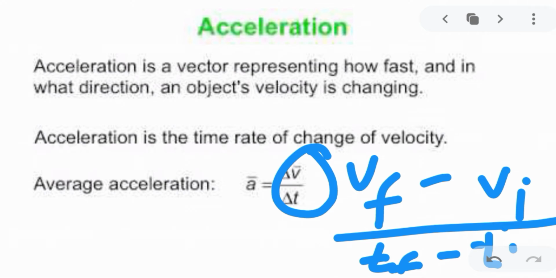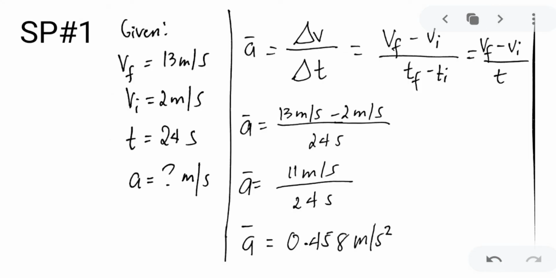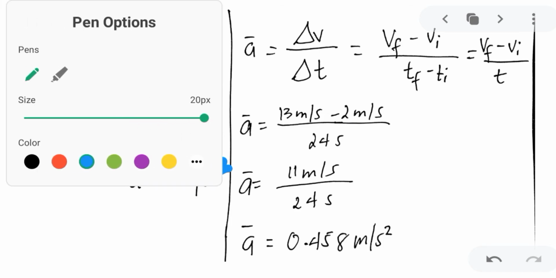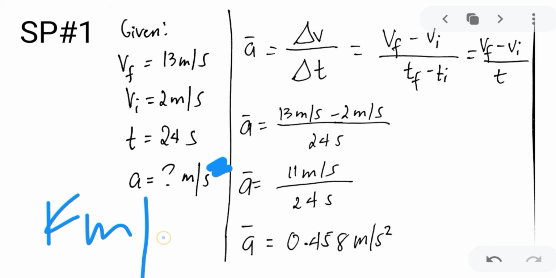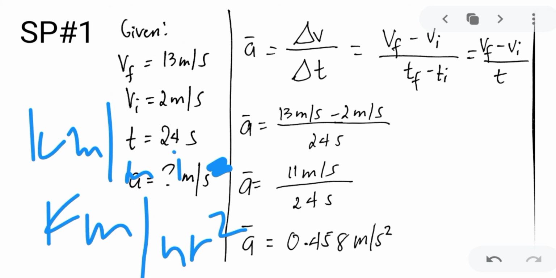All right. So for sample problem number 1, I have here the following given values. For final velocity, I have 13 meters per second, initial velocity of 2 meters per second, time is 24 seconds, and then we are looking for acceleration in terms of meters per second squared. The unit for acceleration is that the time here is raised in the second degree. It might be, let us say, meters per second squared, or kilometers per hour squared, or kilometers per minute squared, or miles per hour squared, so long as the time at the denominator of the unit is raised in the second degree, therefore that is an acceleration.